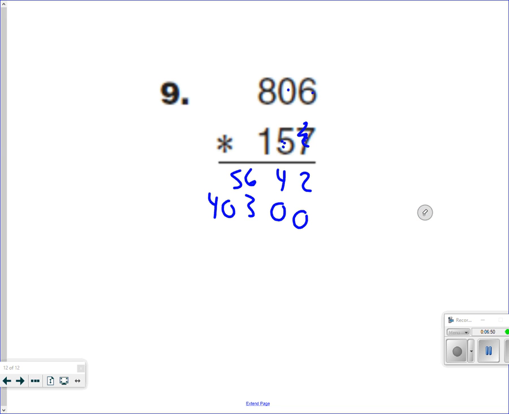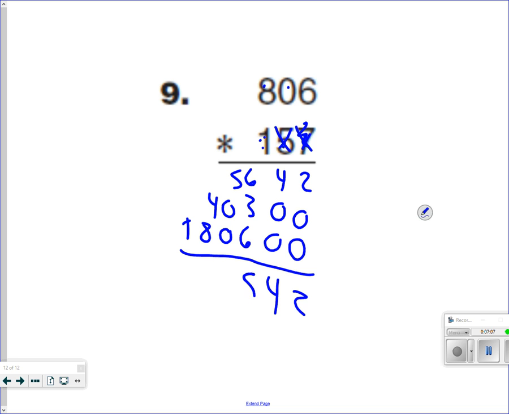This is the part where kids get mixed up. Now I have two numbers crossed off, so I have to have two place value holders. 1 times 6 is 6. 1 times 0 is 0. 1 times 8 is 8. Add these up. I get a 2. 4. 12 plus 3 is 15. 5 plus 1 is 6. 4 plus 8 is 12. 126,542. That's what I have as well.